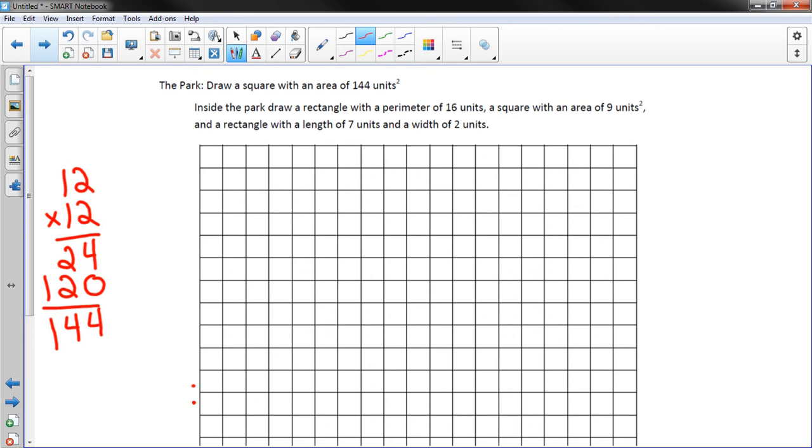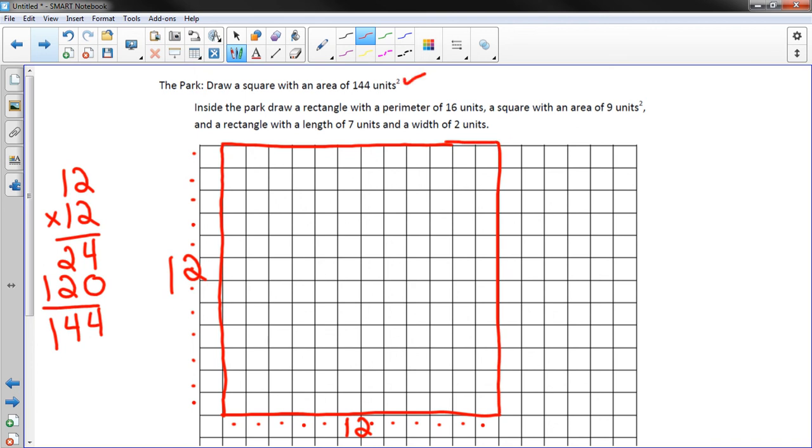1, 2, 3, 4, 5, 6, 7, 8, 9, 10, 11, 12. So that is 12. And another 12. 1, 2, 3, 4, 5, 6, 7, 8, 9, 10, 11, 12. Alright. So this is my park. That part's done, but there's more.